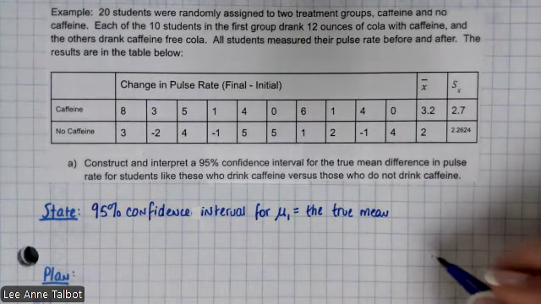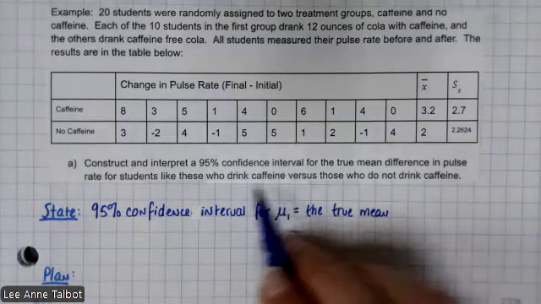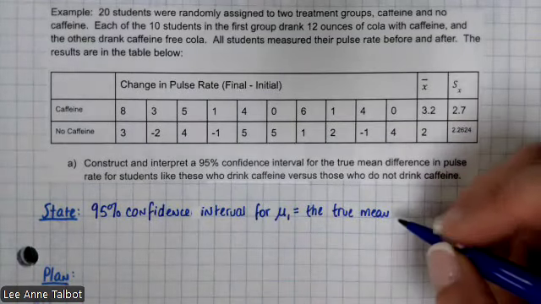Confidence interval for mu1 equals... okay. So did it tell us what to do? The caffeine first? Okay.